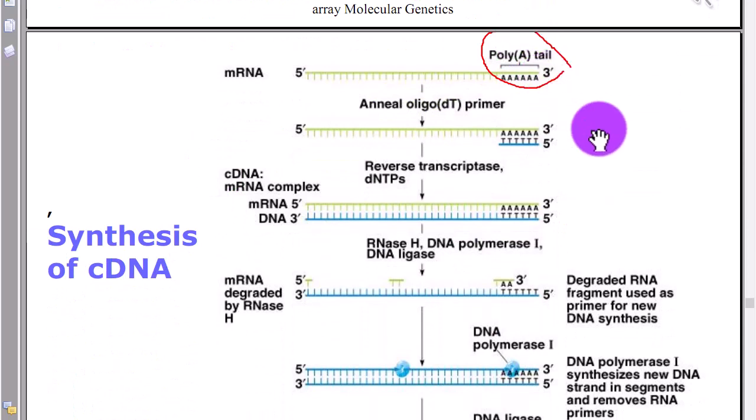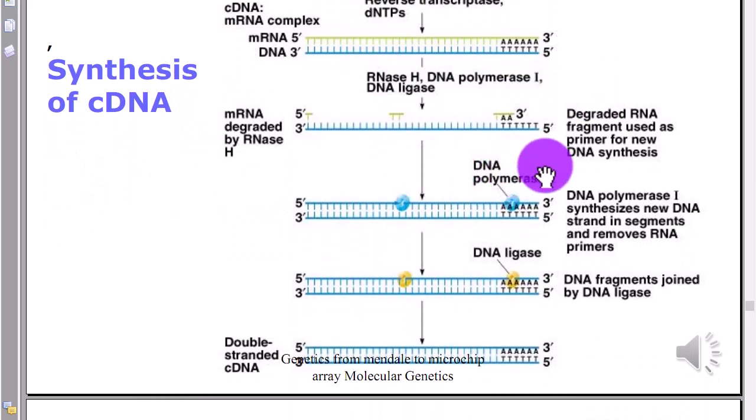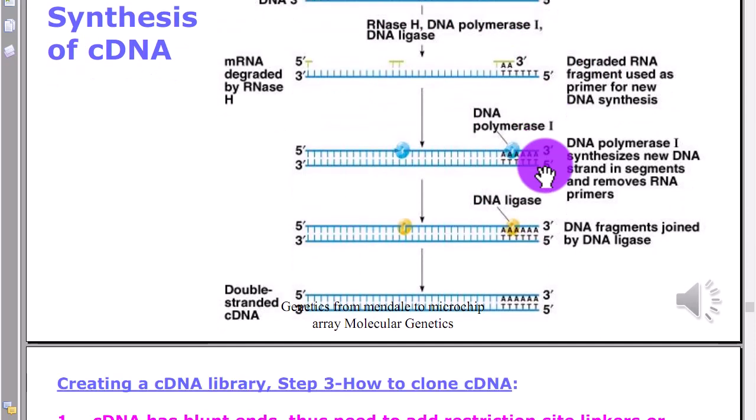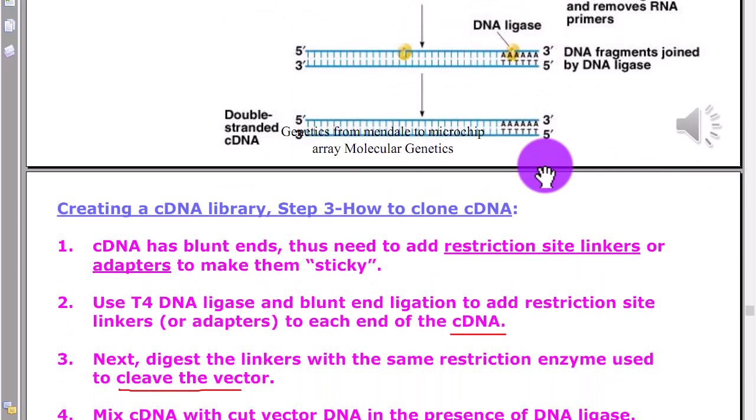Poly A tail. Synthesis of complementary DNA degrades RNA, leaving fragments used as primers for new DNA synthesis. DNA polymerase I synthesizes a new DNA strand in the fragments and removes the RNA primer. DNA fragments are joined by DNA ligase. Double-stranded complementary DNA is formed.